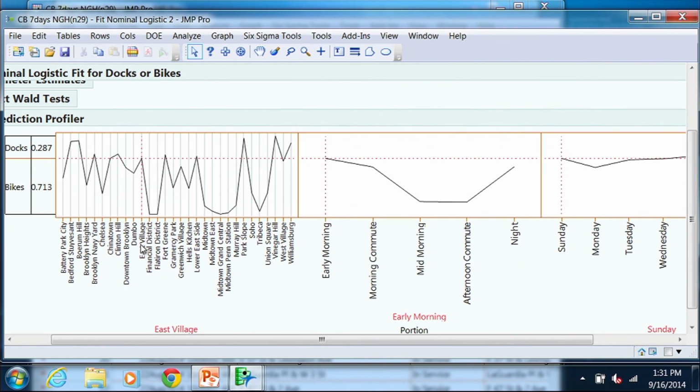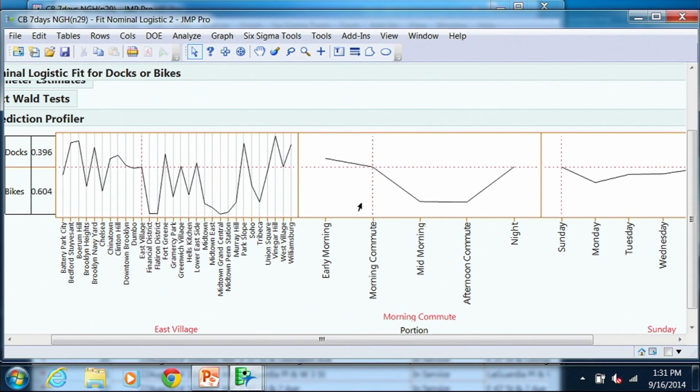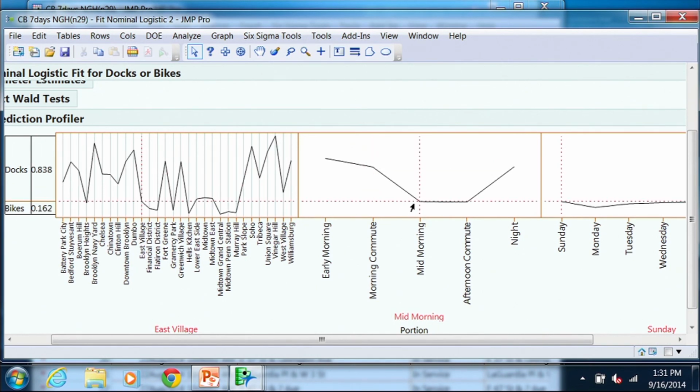So here we're looking at the East Village, because that one we kind of honed in quite a bit, because it's more residential, quote unquote, in the city. And we noticed here, if you look, we have quite a few bikes. And as we increase in the morning commute, and this is for Sunday, and then we go to mid-morning, you can see we have now more docks.